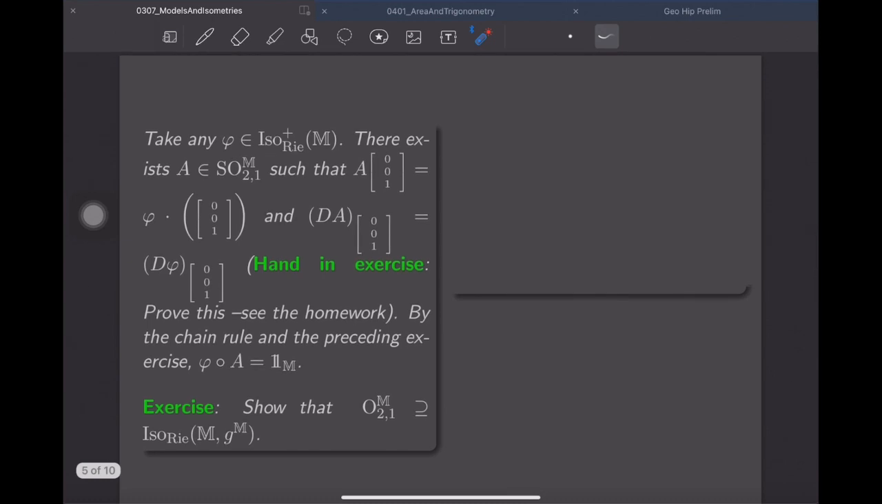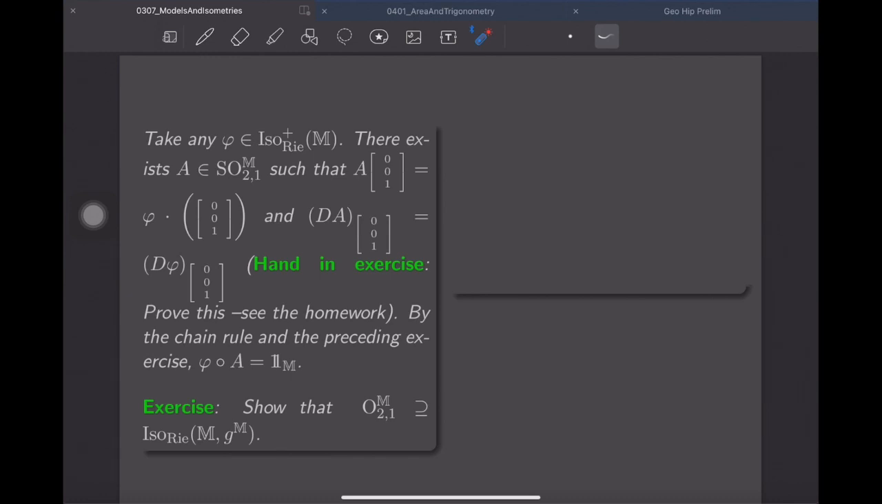And now for this phi, you see, for that phi, I look at what it does at 0, 0, 1. Sorry, this dot should be here, not here. But so I just look at phi of 0, 0, 1. It's at some point in the hyperboloid, and I look at its derivative at that point. That of course I can do. Just look at the behavior of phi at 0, 0, 1 and its infinitesimal behavior also at 0, 0, 1.